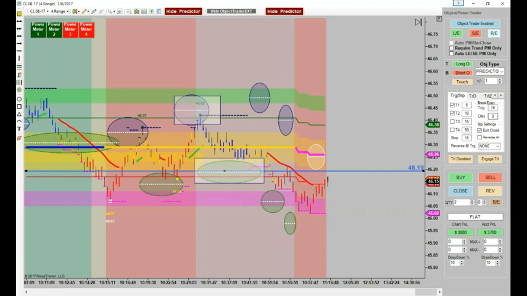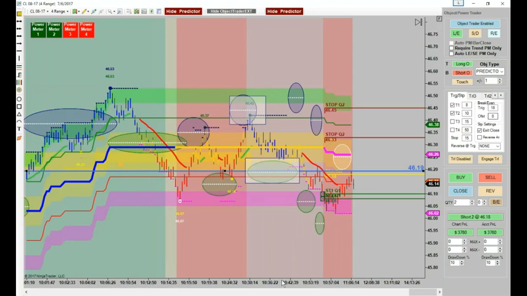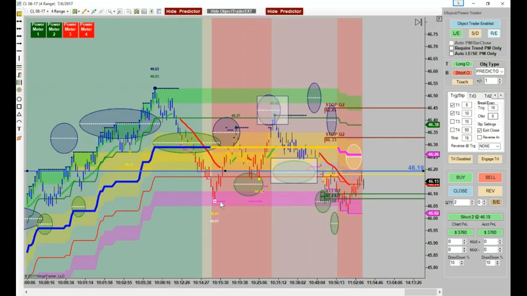Now see, if I set that for touch plus one, that should fire if it gets within one tick of that predictor and then tries to bid back down. See, it looks like it's within two ticks right now. There it is. See how it fired automatically? I'd probably try to at least get there on one of my trades. Like that, at least.